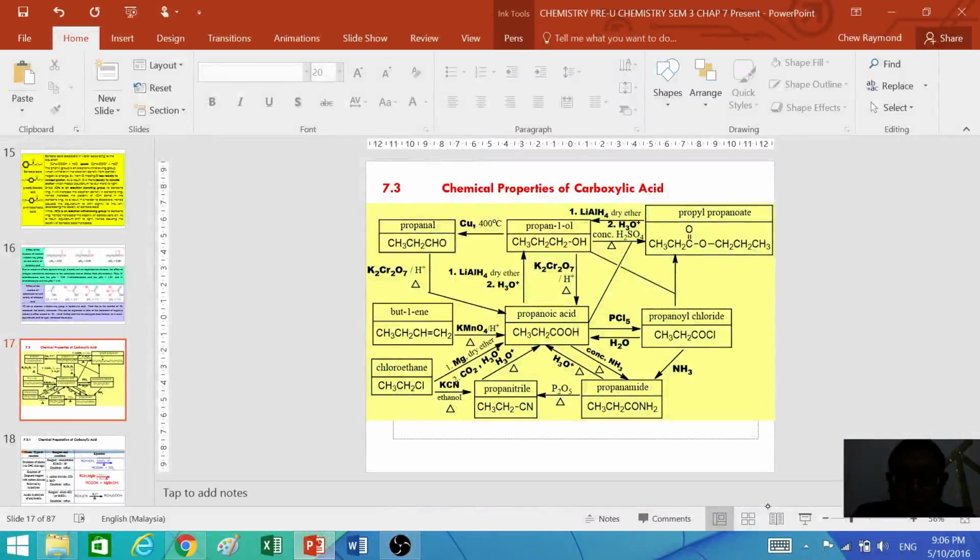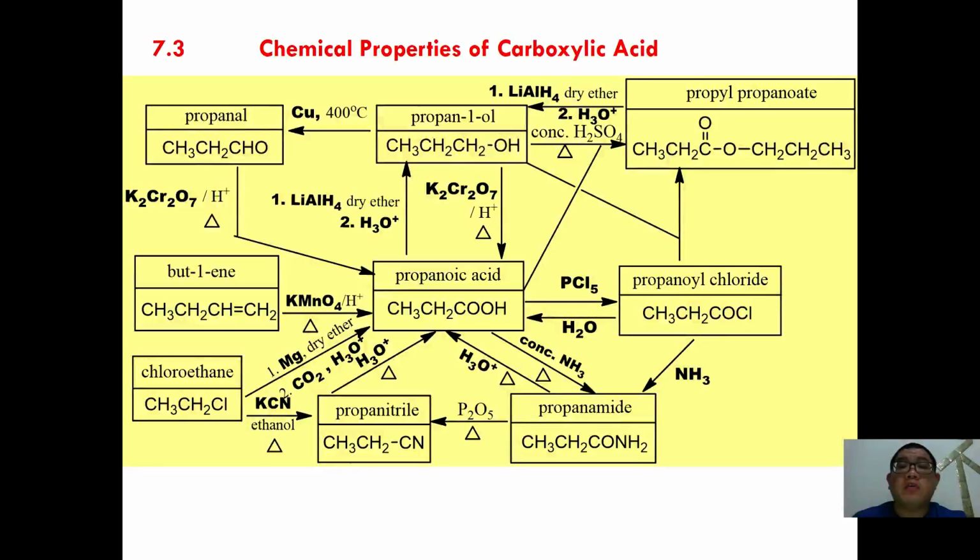Hello guys, we are going to continue with the second video for the carboxylic acid and the chemical properties. So this is the mind map showing the chemical reactions that can be derived for the chemical properties of carboxylic acid. As you can see, there are so many ways of preparing carboxylic acid, starting from alkene.